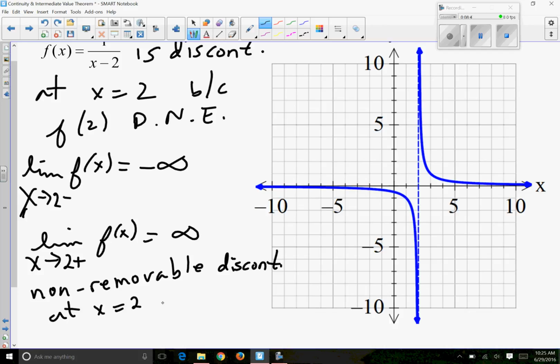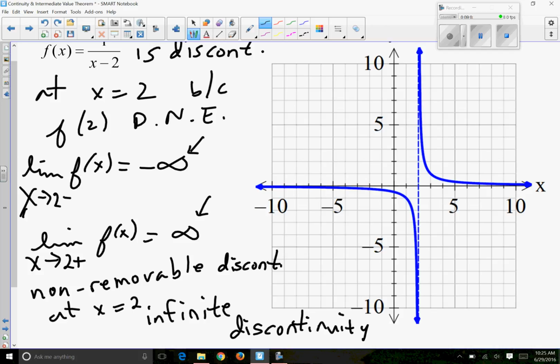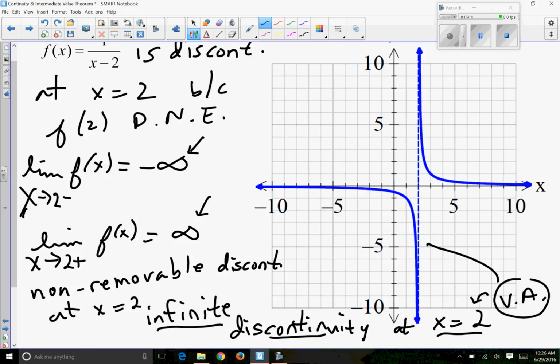And to be more specific, it's called infinite discontinuity at x equals 2. To say there's infinite discontinuity at x equals 2 is the same as saying there's a vertical asymptote at x equals 2. So non-removable and infinite.